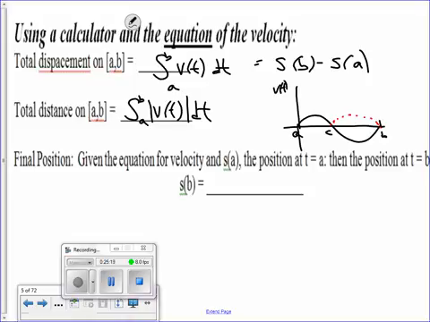Okay, now, this is again something that keeps coming up. Let's say you have your calculator, and they gave you the equation for the velocity, and they also told you the position at some time a. And they want you to get the position at some time b. All right, is that s(a) plus what? The integral from a to b of what?